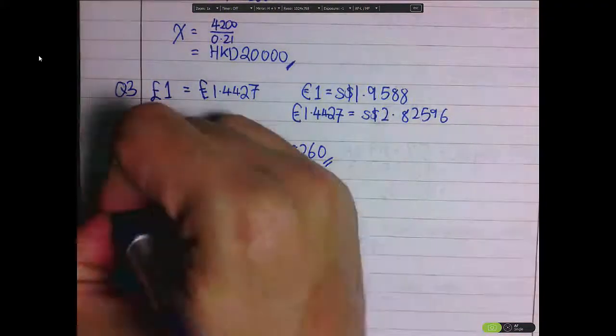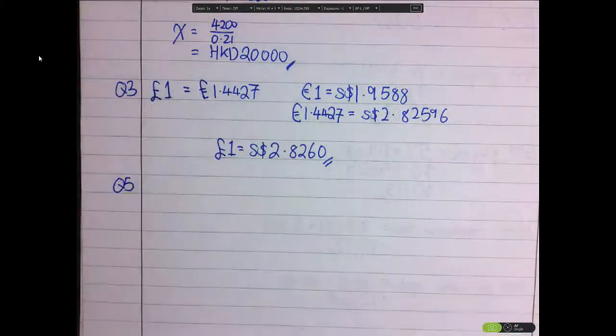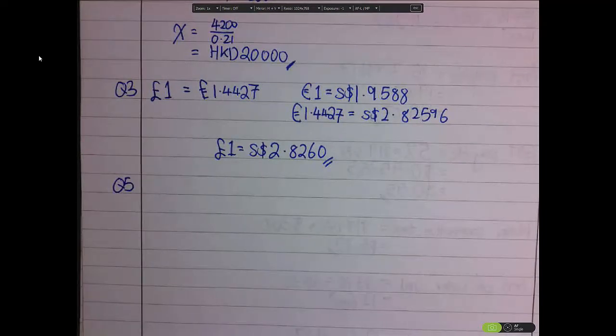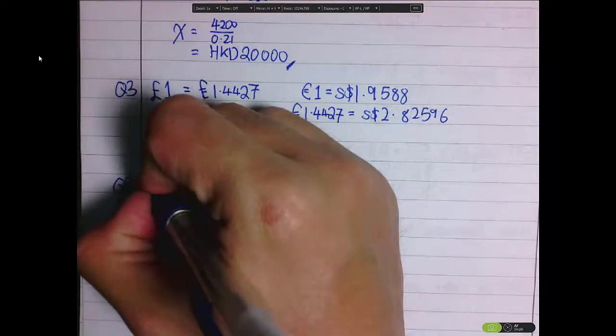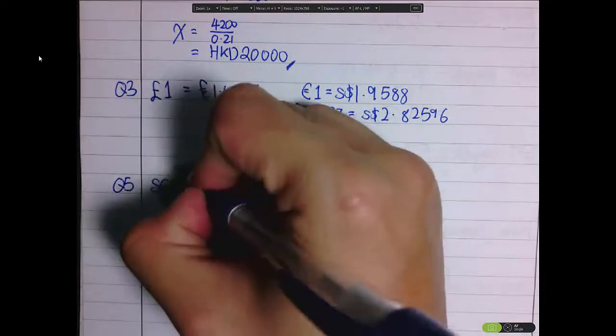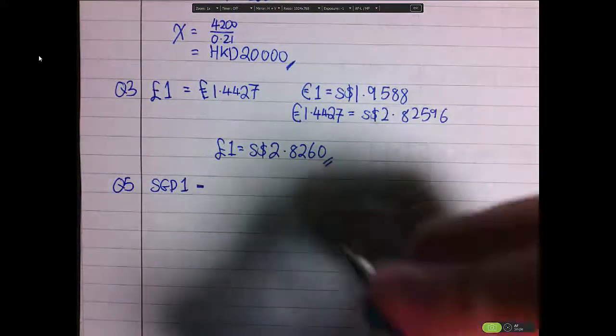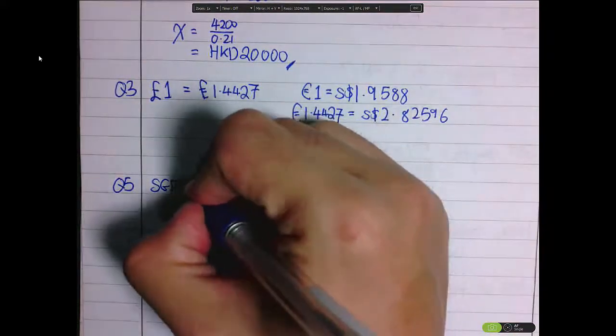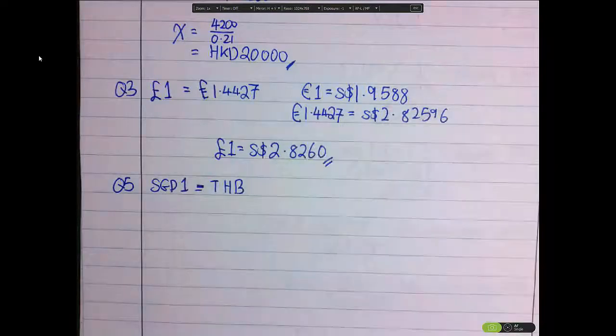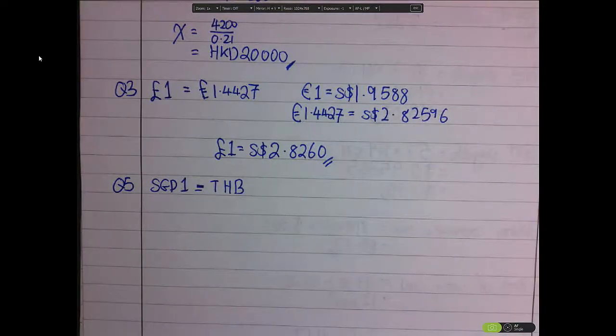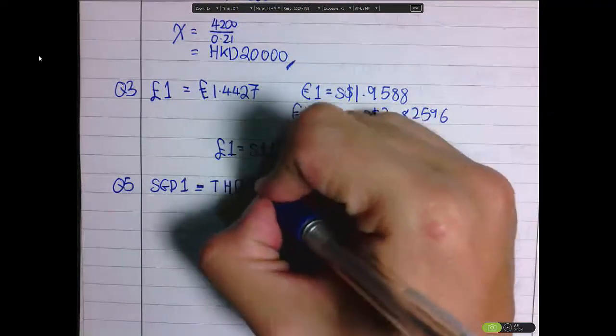Okay, question 5. Go read it for yourself. So first, how much was the seafood dollar? First, the exchange rate is Singapore $1 is equal to Thai baht, THB, 23.72.